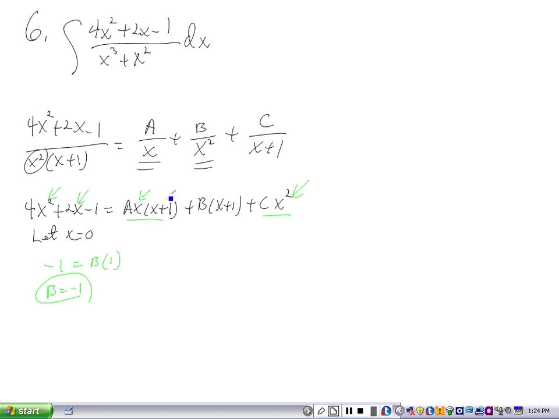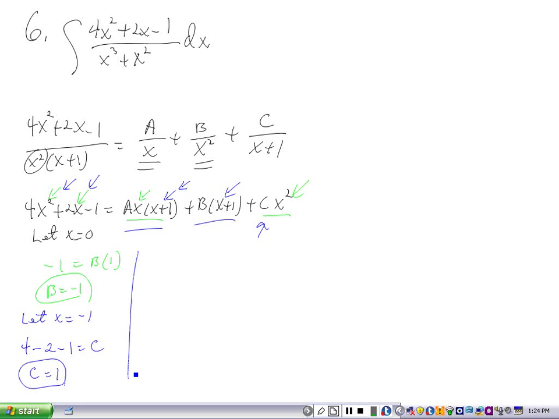Now let x equal negative 1, and that will cancel out the a and the b, and then we can solve for c. So on the left side, plug in x equal to negative 1 wherever I have x. So I get 4 minus 2 minus 1 is equal to, with x being negative 1, just c, because x equal to negative 1 makes this a 0, and this gives you a 0 as well. So c is equal to 1.